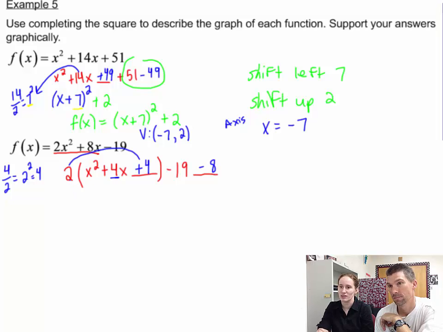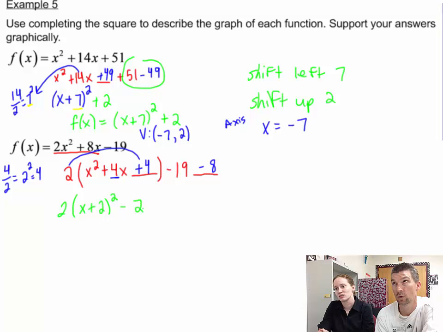And that's because this is not really a 4 that we just added, because we stuck it in the parentheses. We have to do 2 times 4 and get that 8. We really added 8, so we're subtracting 8. That's like the biggest hang up with these kind of completed square problems. It's a mistake that is easy to make until you get comfortable with it. So we can factor this x squared plus 4x plus 4 into x plus 2 squared. -19 minus 8 is minus 27.